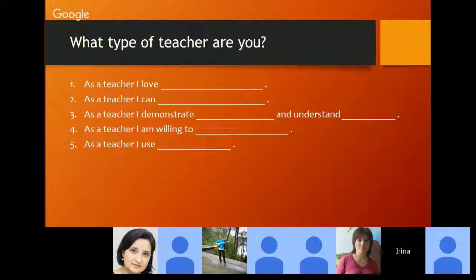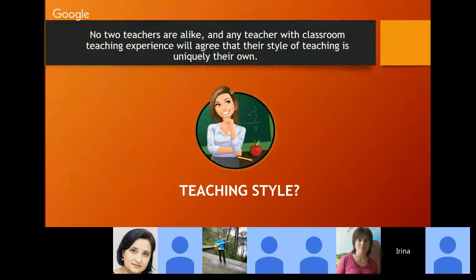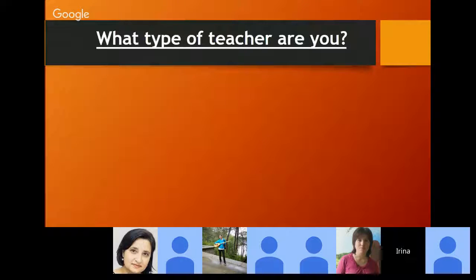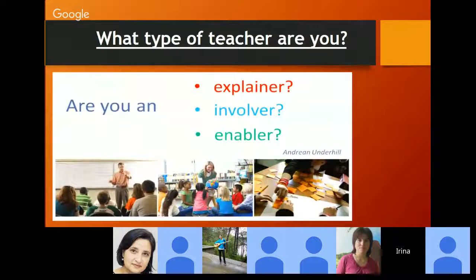One was very long, descriptive. It had like 7 types of teachers. Another was shorter, but the best classification that I liked was one suggested by Adrian Underhill, and his classification is very short. It has just 3 types: an explainer, an involver, and an enabler. It is based on the criteria of interaction between teacher and students and how they involve the students in the work.